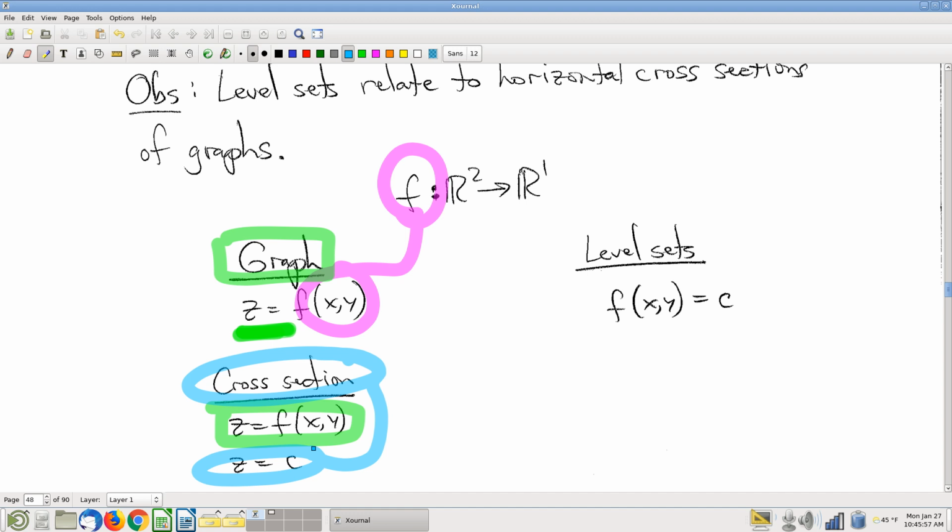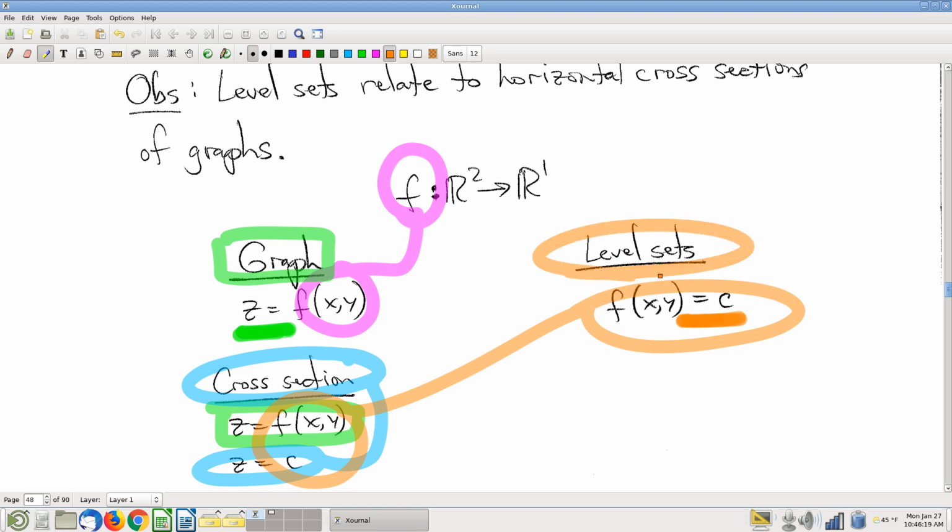A horizontal plane, if you want to have it be a horizontal cross-section. So z equals c. And just notice what we have here: if you set f equal to z, but then z equal to c, between the two of those you are in effect setting f equal to c, which is a level set. So the punchline, this little clever observation, is that horizontal cross-sections of graphs are level sets.